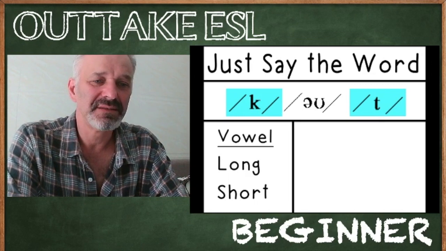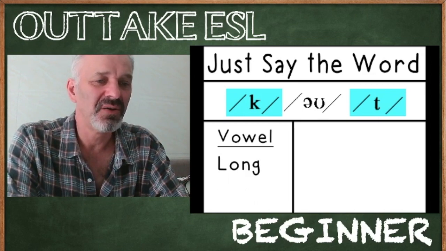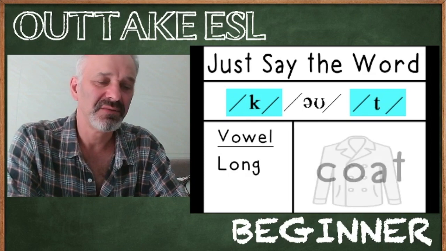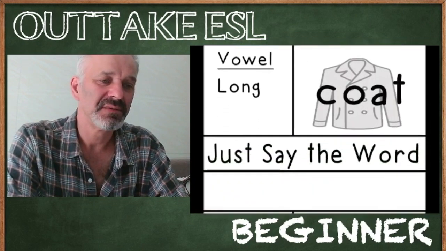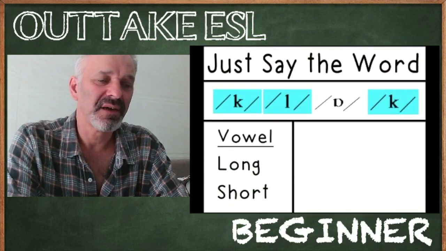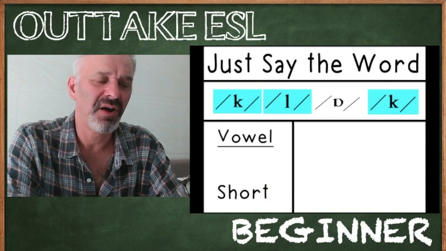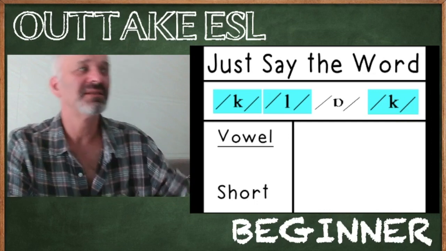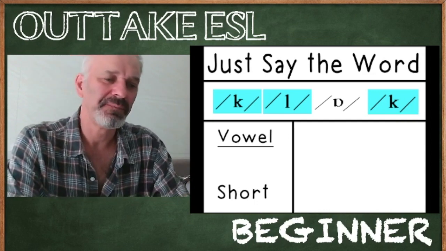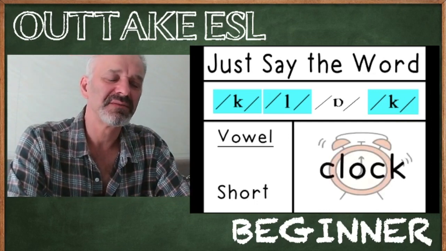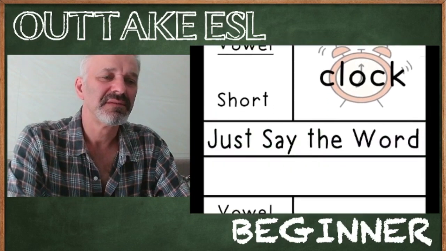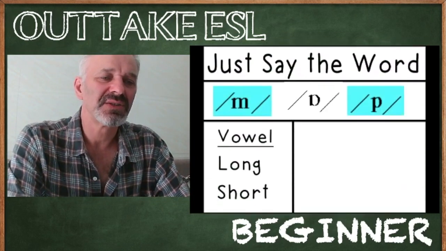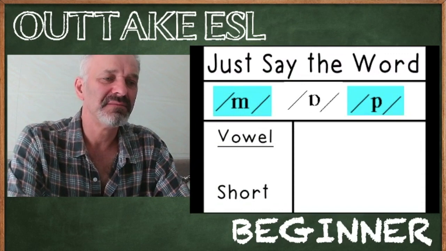K, long, so O, so T, K, O, T, coat. So I got the short there, so K, A, K, K, A, K, and maybe I'll point to the one on the wall. If anybody knows it. Alright, so I got short there, so off.